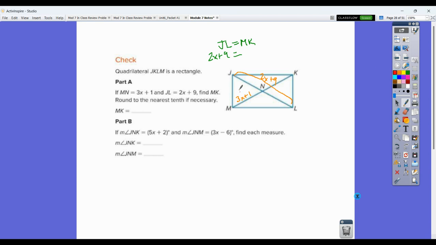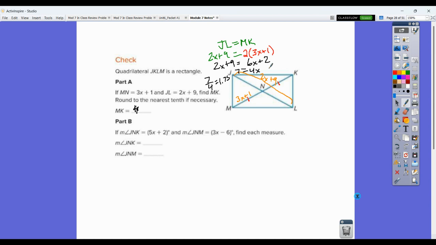Now, I don't necessarily know MK, but I do know that the diagonal is bisected, and so therefore, if this is 3x plus 1, the other side's 3x plus 1 as well. So the MK can be 2 times 3x plus 1. So that's where I'm getting my equation from that I'm going to solve here. I'm going to distribute. That's going to give me 6x plus 2 equal to 2x plus 9. Subtract my 2x, I get 4x. Subtract my 2, I get 7. And divide by 4, I'm going to get 7/4, which is 1.75.